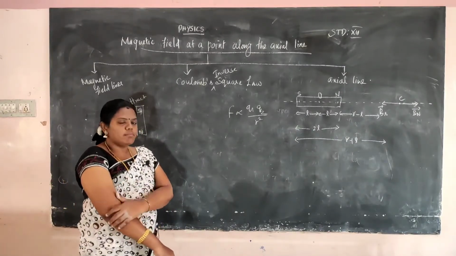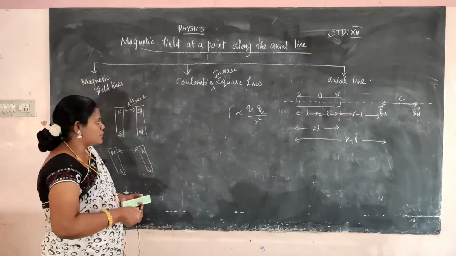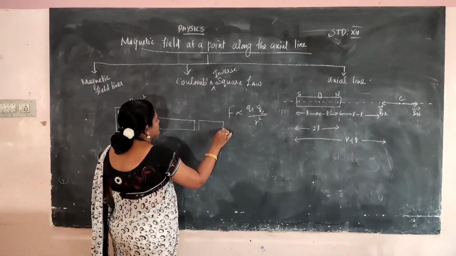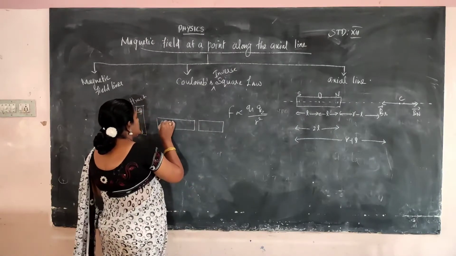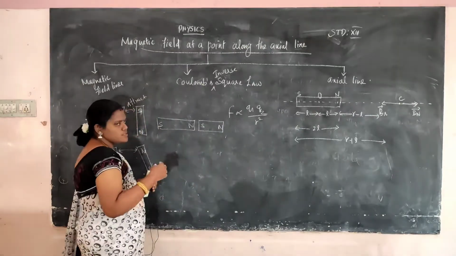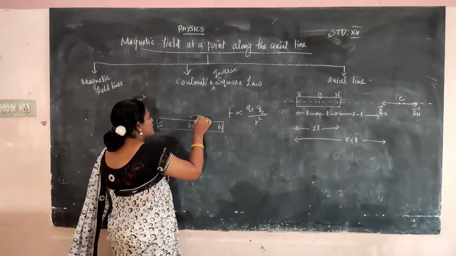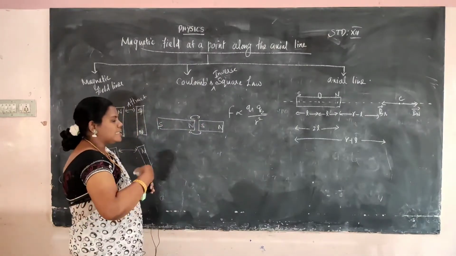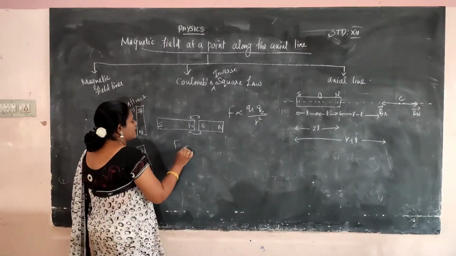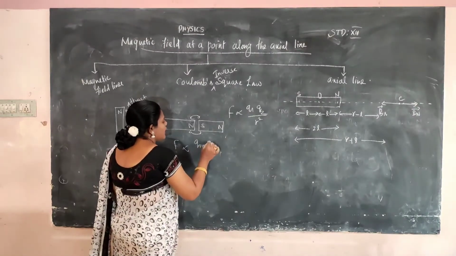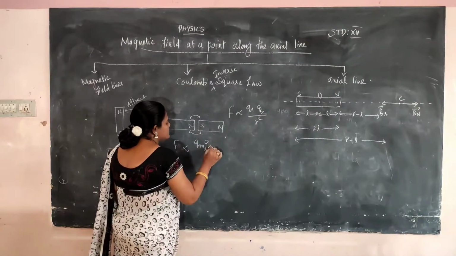Suppose you keep two magnets, with north and south poles facing each other. Some attractive force is created between the two magnets. That attractive force is directly proportional to the pole strength of the first magnet and the pole strength of the second magnet.